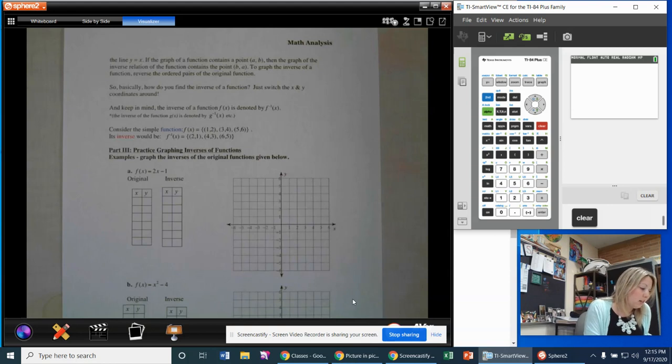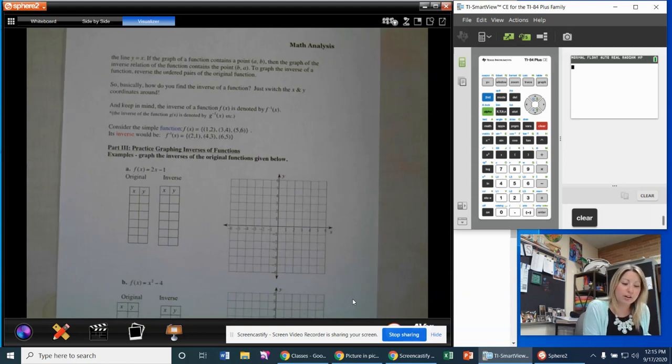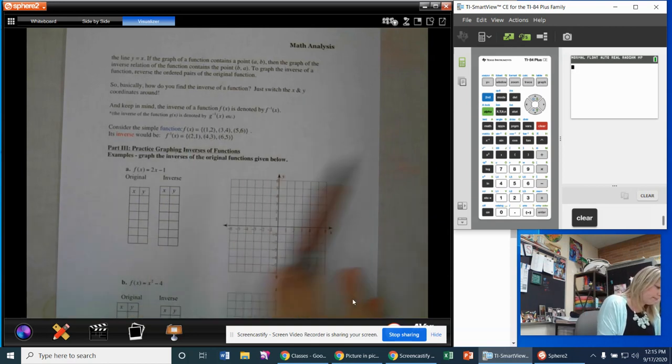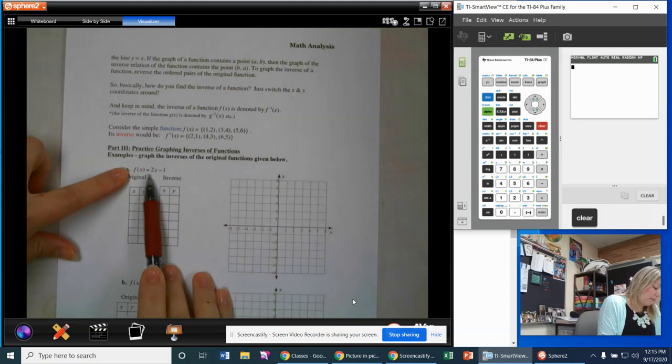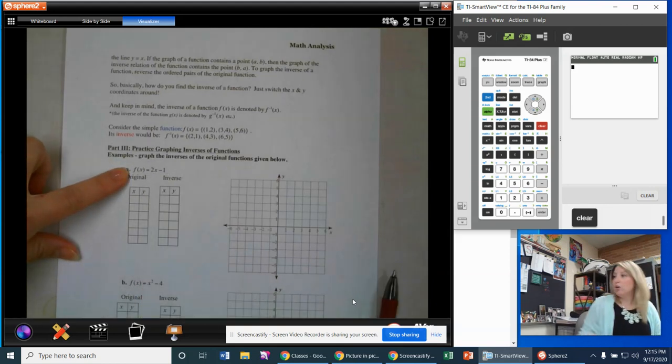So, hey, let's do a couple together, because why not, right? Let's see. Oh, hey, we're maroon around these parts. I'll do my original in maroon. All right. Let's graph f of x equals 2x minus 1. Well, let's go over here.